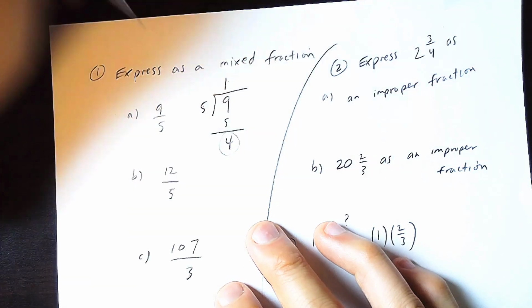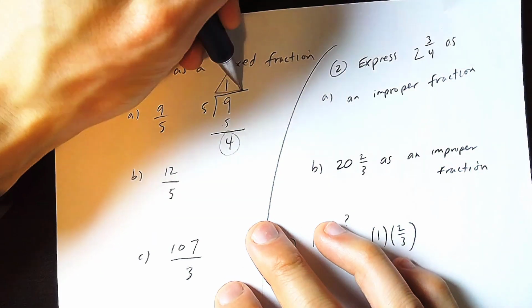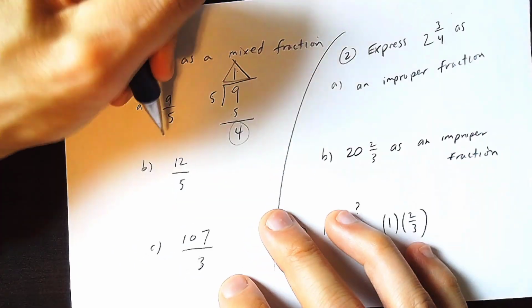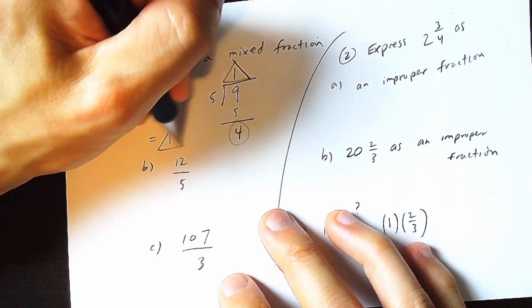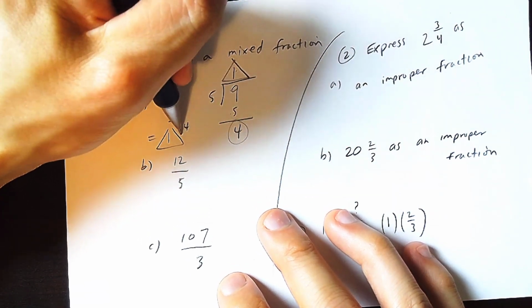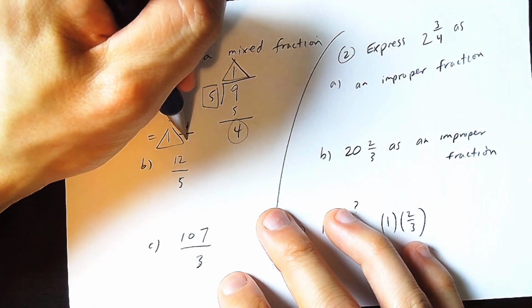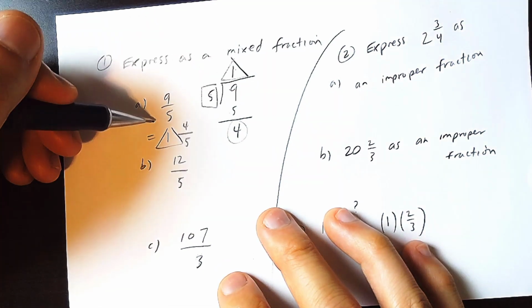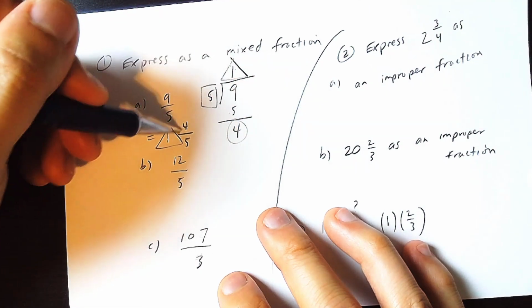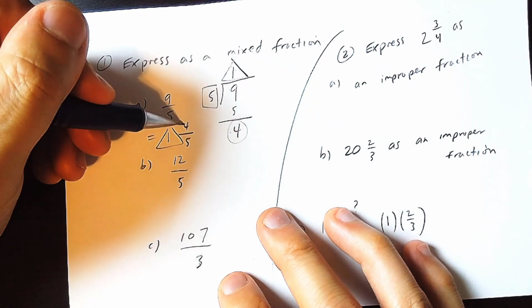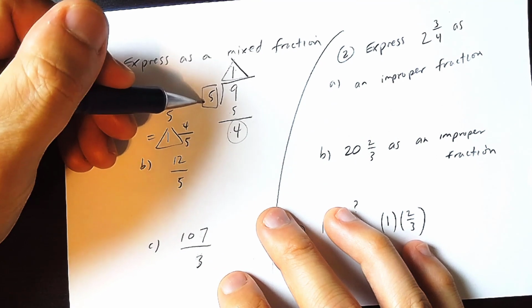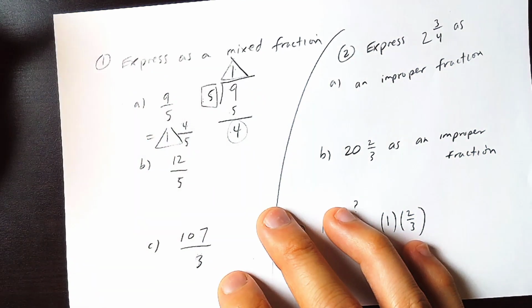And this here is the remainder. This here is called the quotient at the top. So 9 over 5 is equal to the quotient 1 and the remainder over the divisor. The divisor is on the side here. So 9 over 5 is equal to the quotient on top and the remainder over the divisor. It's on the left over there.